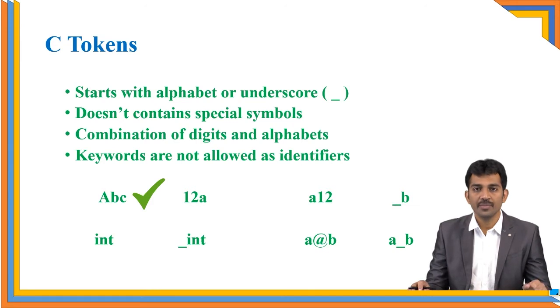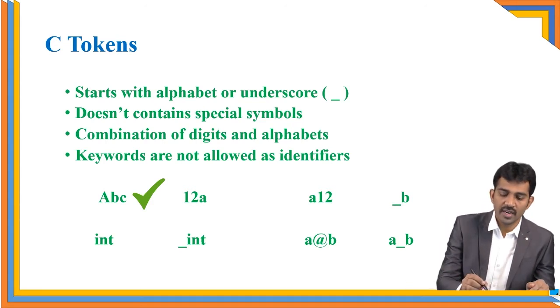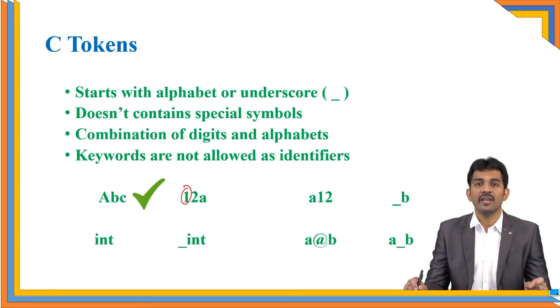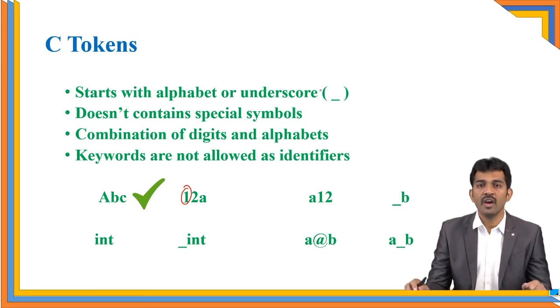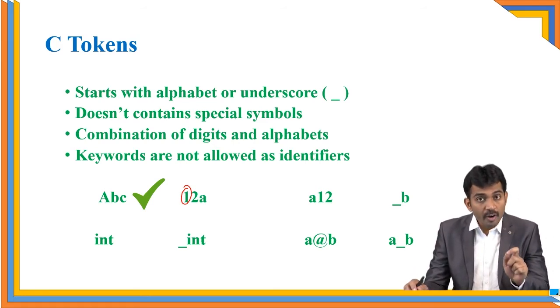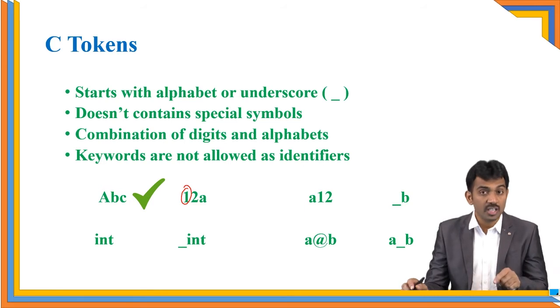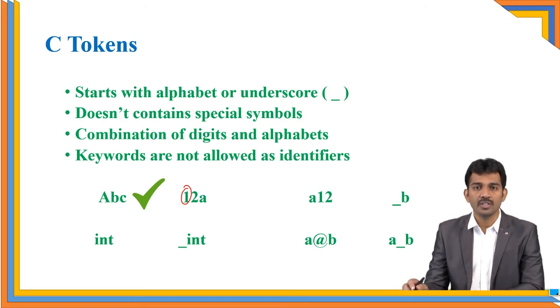Coming to 12A. If you observe this, identifiers must start with an alphabet or underscore, but it starts with 1. It starts with a number, so this is not a valid identifier. The reason is that it violates the first rule. What is the rule I have given? It starts with an alphabet or underscore, but this starts with 12, a number. That is why it is not a valid identifier.